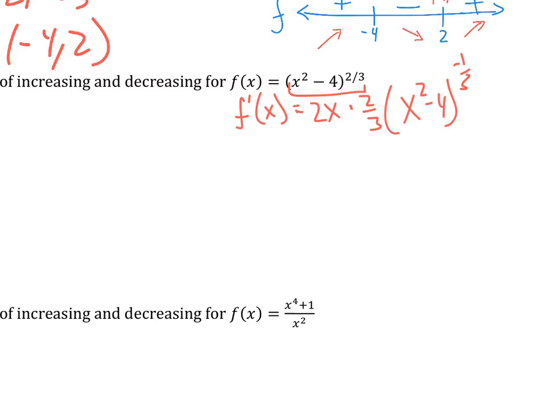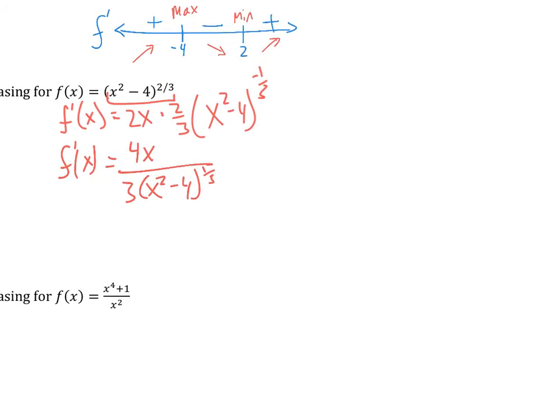And you're going to want to clean this up a little bit. We want to have positive exponents. So this is going to go downstairs. We can put it down with a 3. We have 2x times 2 on top. So this is 4x all over 3 times (x squared minus 4) to the 1/3. Okay, there's our derivative. Now we want to set this equal to 0.